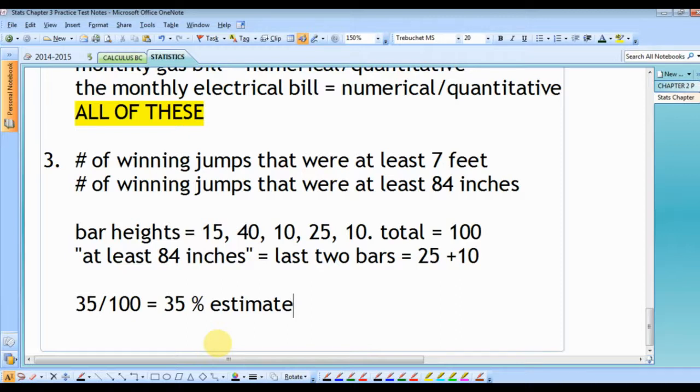How come we don't include the bars at the 84? We have no way of knowing how much of those is above 84. So basically your estimate is 35. The real answer should be something just barely bigger than 35. In fact, you could probably estimate it's going to be somewhere between 35 and 45, closer to 35.